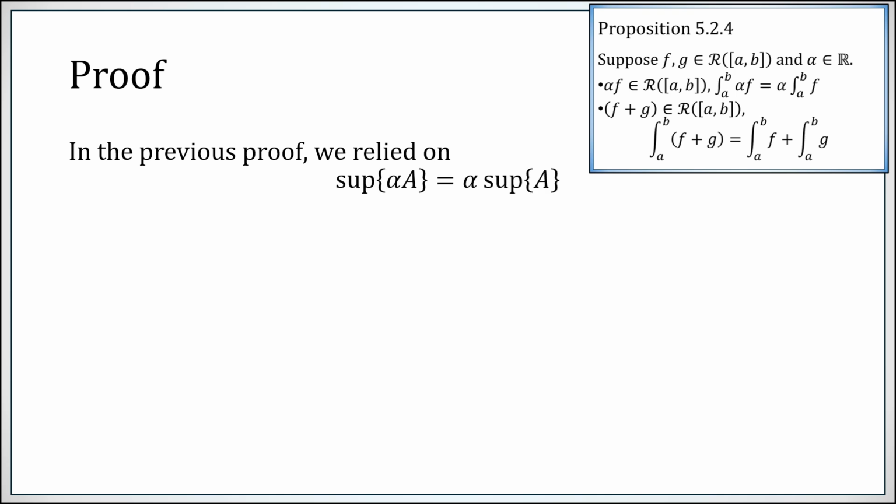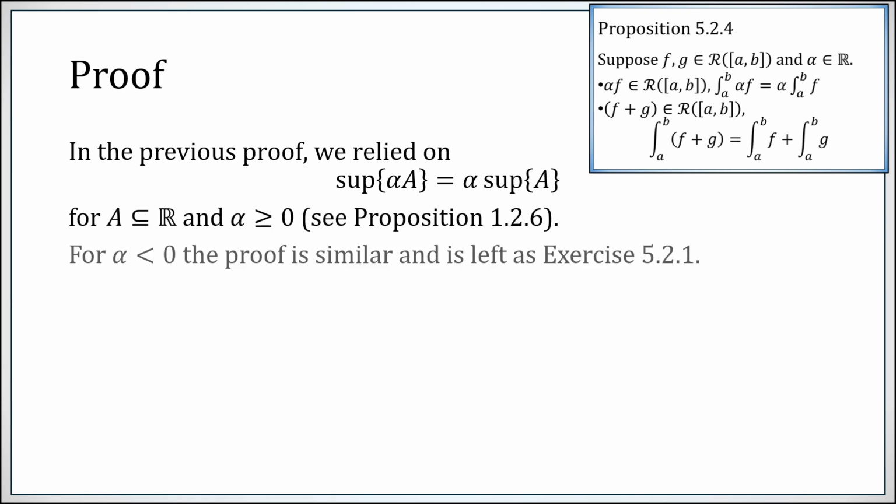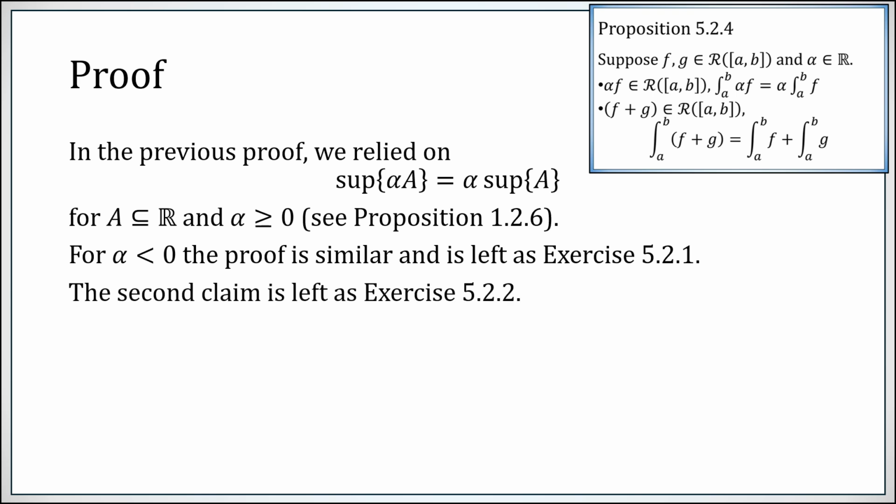Now, in the previous proof, we relied on being able to factor scalar multiplication out of certain suprema. If alpha is negative, the proof is very similar, but you have to be careful about what's a sup and what's an inf, what's a lower integral and what's an upper integral. It is left as exercise 5.2.1. The second claim about sums f plus g is also left as an exercise in 5.2.2. So we omit the proof, but you should be able to pause, take a moment, and establish it for yourselves. It is an exercise.